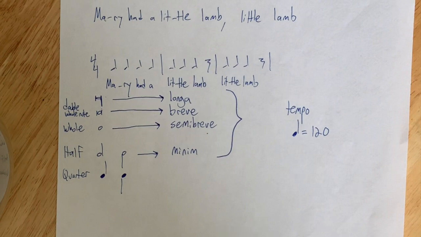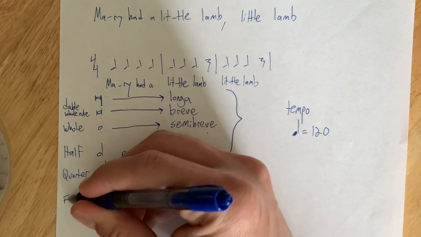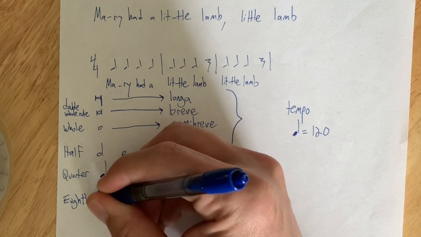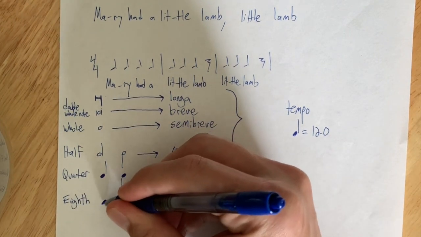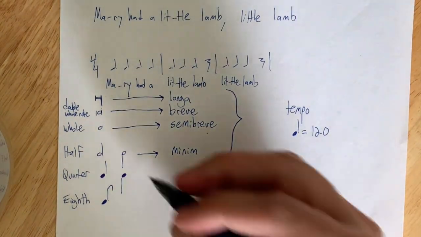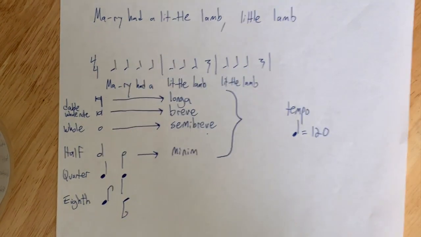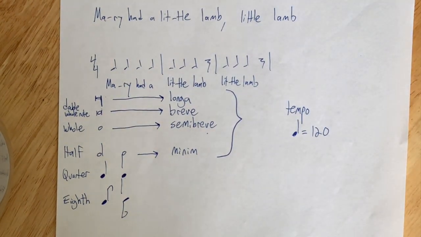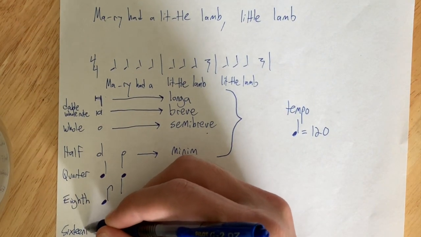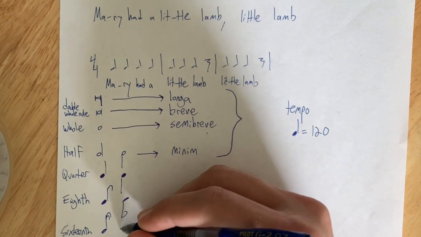Guess what is the next note after a quarter note if we're going down this list? That's right, it's an eighth note. Eighth. An eighth note looks just like a quarter note, but it has a little flag on it. And if the stem goes down, the flag comes out like this. A 16th note comes next. And now things get really regular. A 16th note has 2 flags.